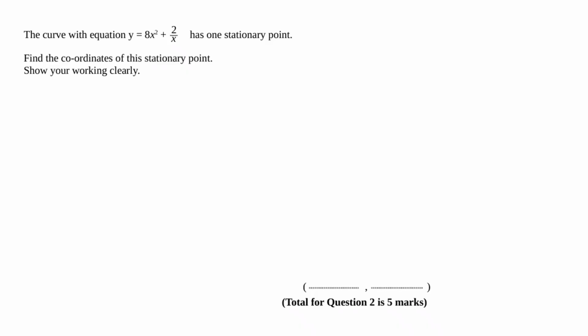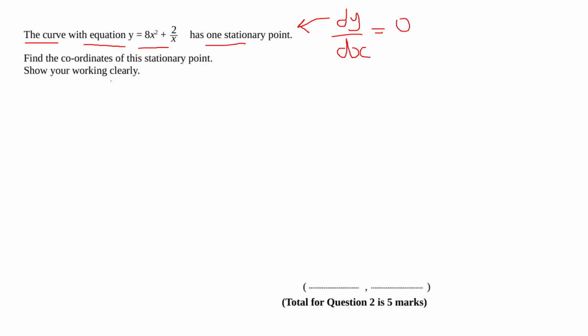Okay, folks, let's look at this pure maths question from an AS Pure exam paper. It says the curve with equation y is equal to 8x squared plus 2 over x has one stationary point. So that's when I'm going to set dy by dx equal to 0. So I'm first going to differentiate that, and then set it equal to 0 to find the stationary point. And this is: find the coordinates of the stationary point.